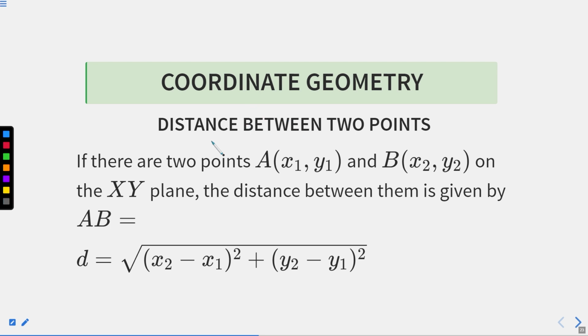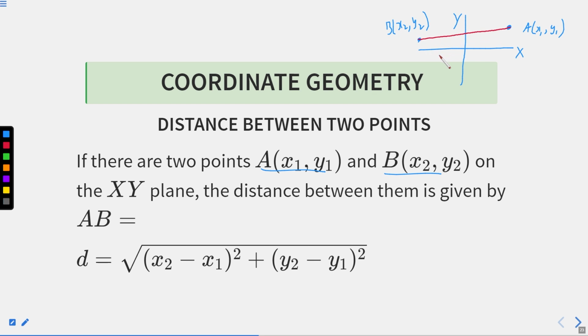Now, if we are given 2 points, let's say this is our plane, the x-axis and the y-axis. One point is here, A (x1, y1), and one point, say B, is here, B (x2, y2). A is (x1, y1), B is (x2, y2) on the xy plane. If one asks what is the distance between A and B?